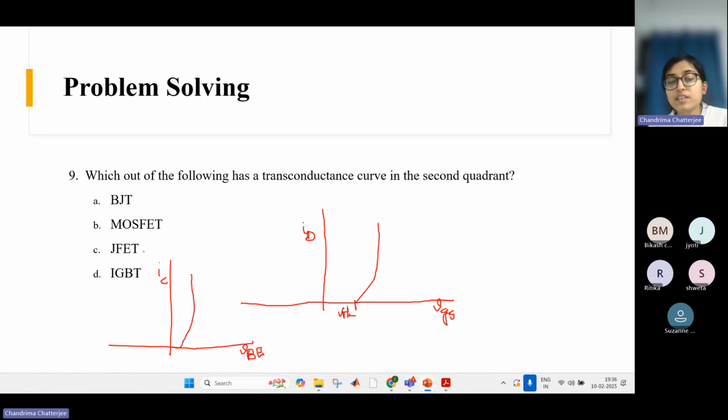Only one is remaining, that is the JFET, and we have not studied this. So let's see what the characteristic for JFET is. Okay. Junction field effect transistor.